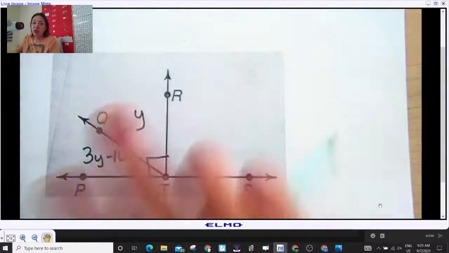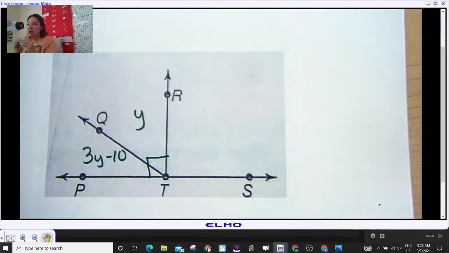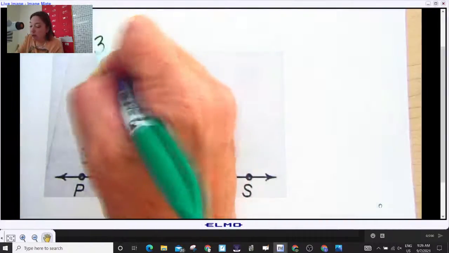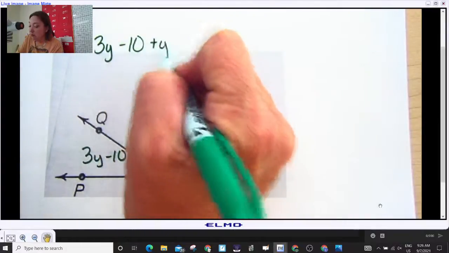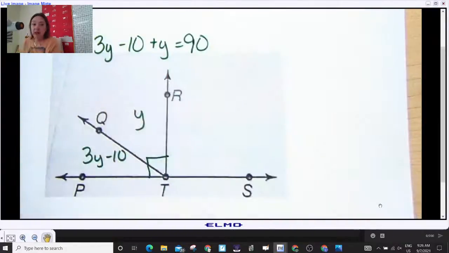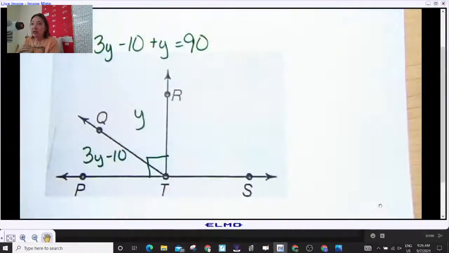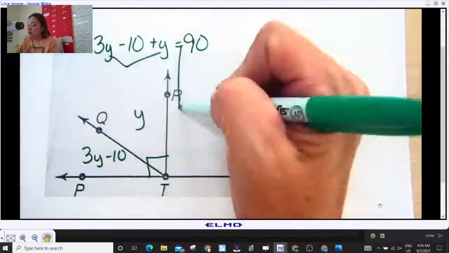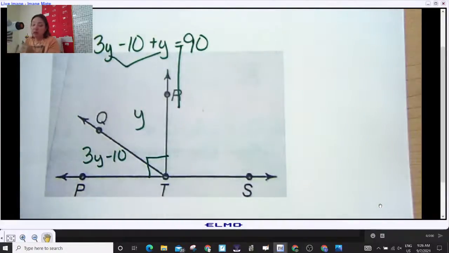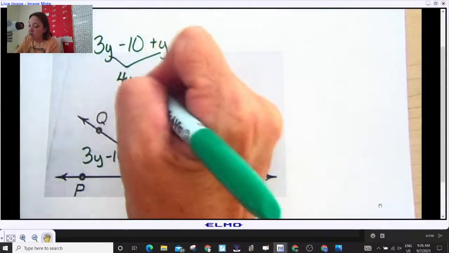So what do we know about these two if they make a right angle? They equal 90 when they're together. So how do we show in math that we're putting things together? We add, right? So 3y minus 10 plus y, that's this guy right here. 3y minus 10 plus y has to equal 90 degrees. Now we just solve it. So see how 3y and y are already on the same side of the equation? There's our equal sign right there. We just add them together. So 3y and y gives me 4y.